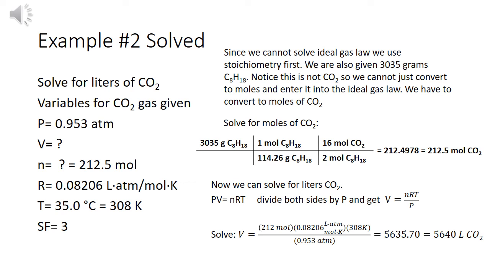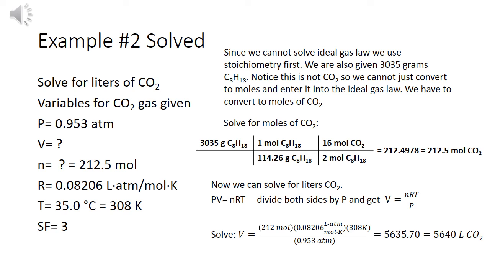And so we get, let's see, our 212.5, sorry, I'm doing the calculation real quick, 0.5 times our R, 0.08206 times our temperature, 308, divided by 0.953. And I got 5635.70514. So pretty big value there. And then we can go ahead and round this, and this is our final answer.